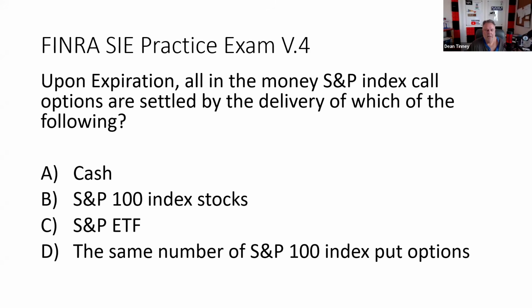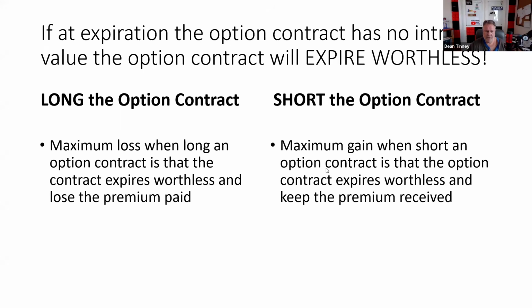Anyways, let's try one. So what I do is when I find good questions on the FINRA practice exam or Kaplan, I like to take those because I think they're pretty good questions. And again, this is a question that would be fair game, not only on the SIE, but also on the Series 7. Upon expiration, all in the money S&P index call options are settled by the delivery of which of the following? I love this, very much a test question, right? It's cash.